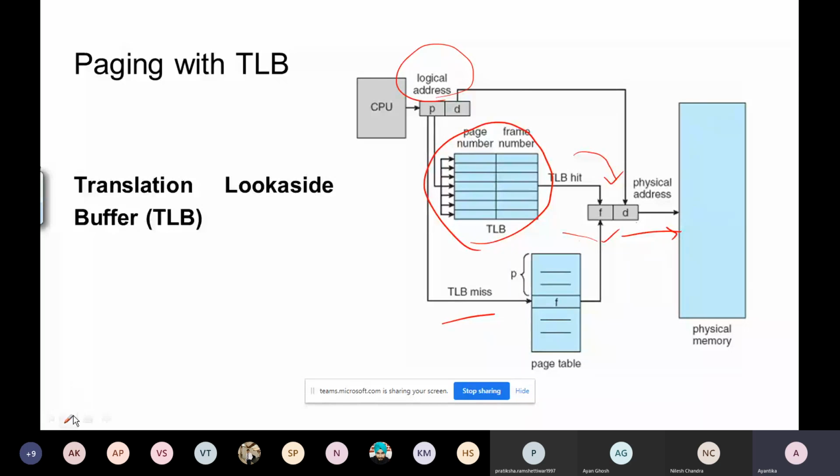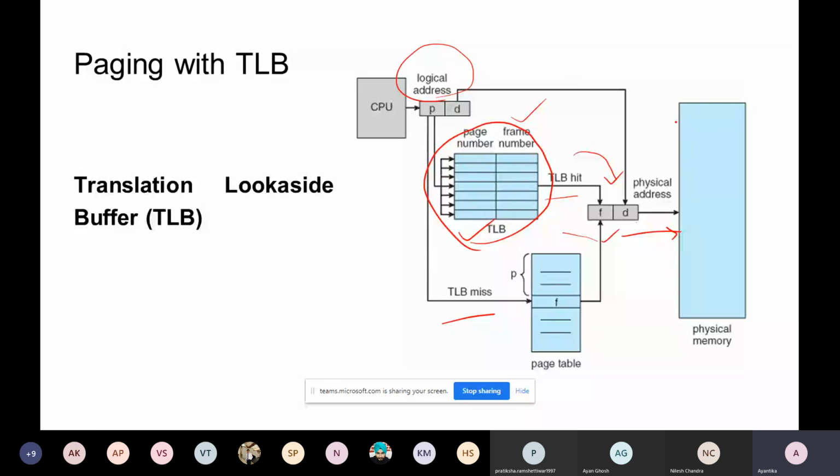So whenever a page number is generated, the first search takes place in this TLB buffer. If it is found, that is good, that is considered a TLB hit. TLB hit means whatever page number you have given to that buffer, you got the frame number. Your ultimate objective is to get the frame number, because ultimately you are accessing the data from the physical memory, and you can only do that if you have the information about this frame number.